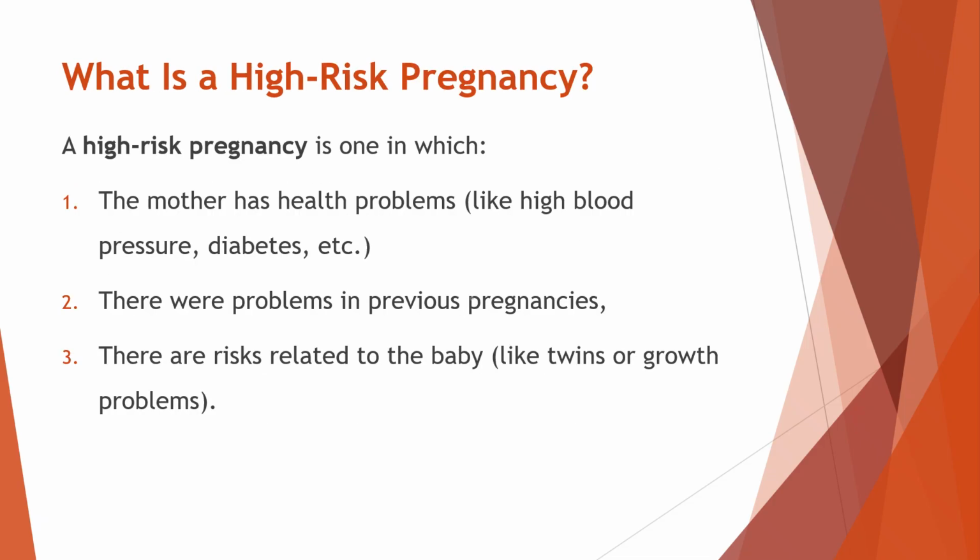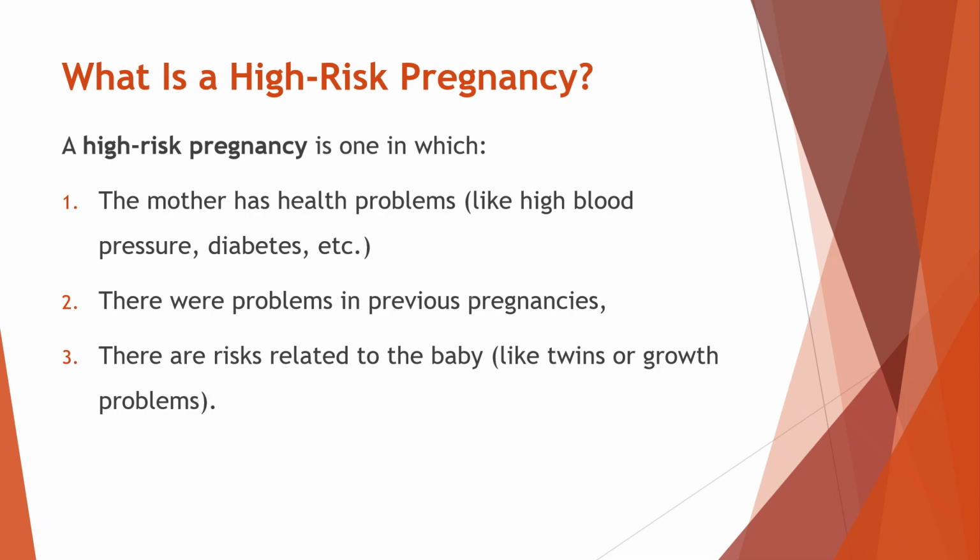So what exactly is a high-risk pregnancy? A high-risk pregnancy is when there's a greater chance of complications that could affect the mother, the baby, or both. This can happen for a few different reasons. First, the mother might have some health problems, like high blood pressure, diabetes, heart disease, or other medical conditions. Second, there might have been problems in previous pregnancies, such as a miscarriage, preterm delivery, or complications during childbirth. And third, there could be risks related to the baby. For example, if the mother is carrying twins or triplets, or if the baby has growth or development problems.